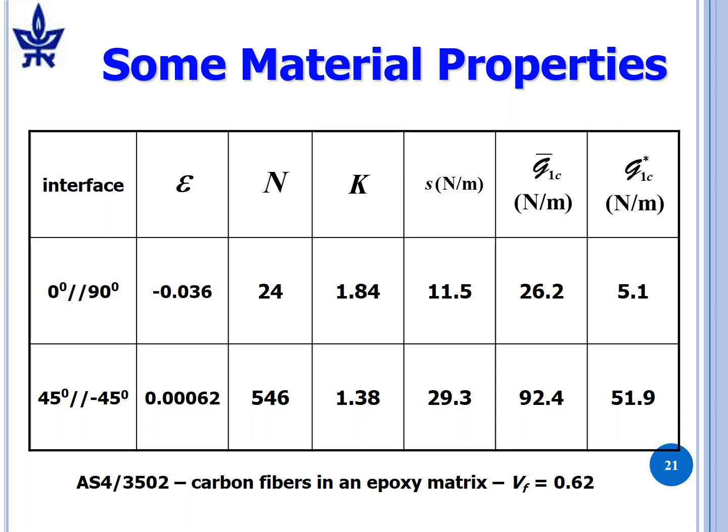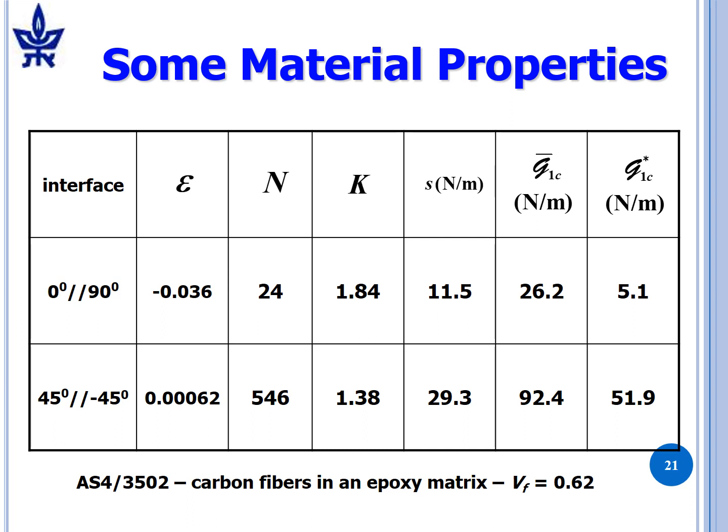So at each point, each element along the interface, along the delamination front, we had 21 divisions. So we had 26 tests times 21, and so N is 546. And that affects the K value. You can see that when N is 24, K is large, 1.84, but when it's 546, it's 1.38.